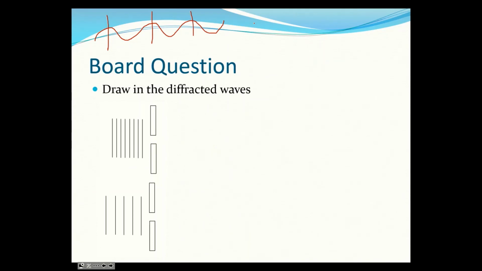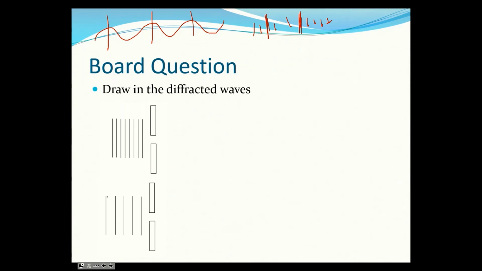Actually, I guess it would be compression and rarefaction, but it's the same idea. So those crests would be compressions if they were sound waves, and that's what we would see. So these are all crests, or compressions, of diffracted waves. Okay, so I want you to draw what it would look like in both situations. So pause the video and then try it yourself.